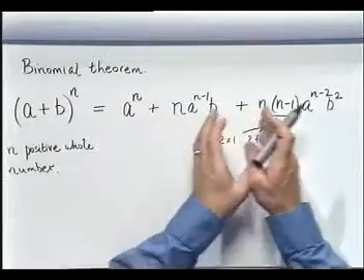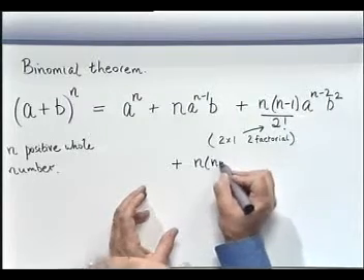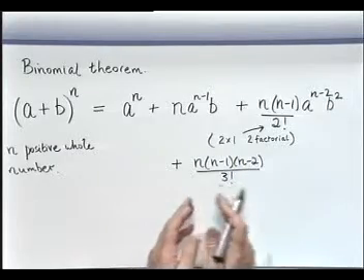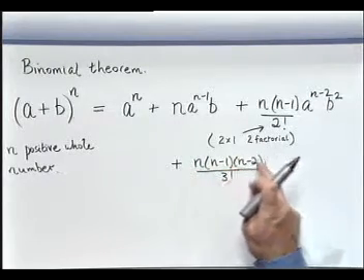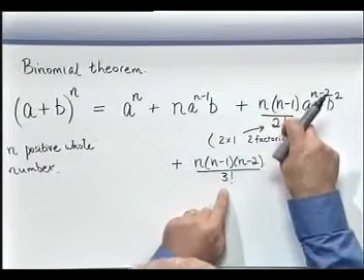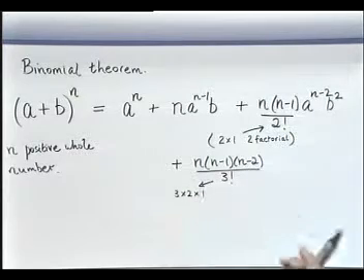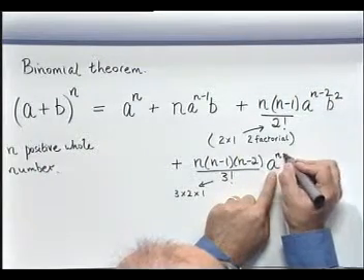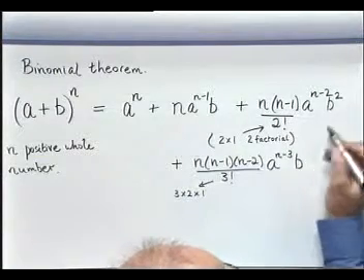And this series goes on and on and on. The next term will be n, n minus 1, n minus 2 over 3 factorial. And there's a pattern developing here. You see here we had an n, n minus 1, n minus 2, with a 3 factorial at the bottom, whereas we had a 2 factorial at the bottom before. 3 factorial means 3 times 2 times 1. The power of a will be 1 less again, which this time will be a to the n minus 3. And we'll want a power of b, which is b to the power 3.